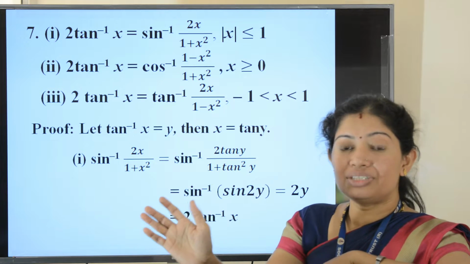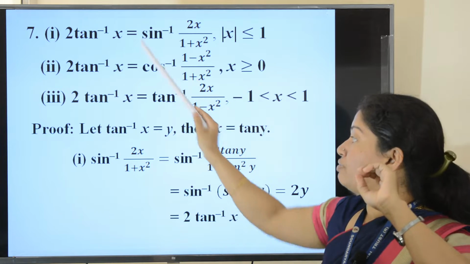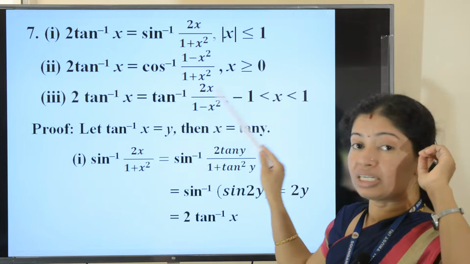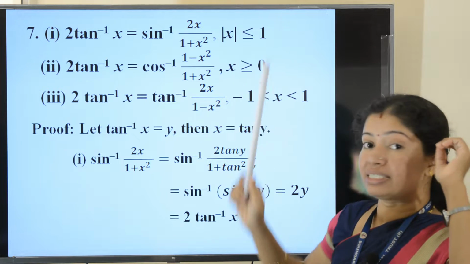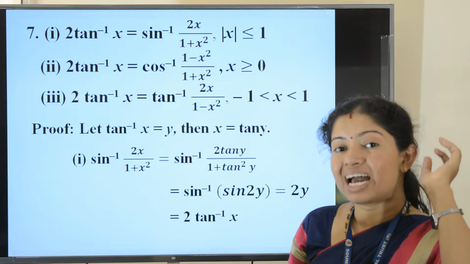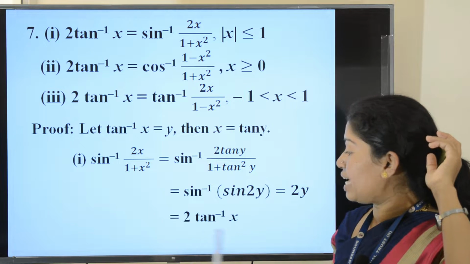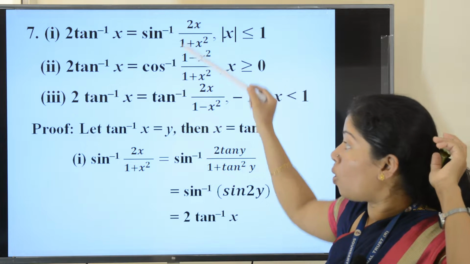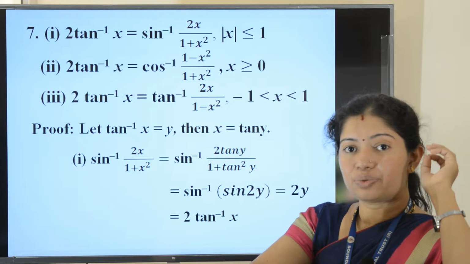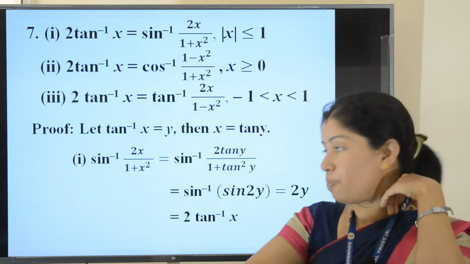So we proved the seventh result. To prove it, we considered tan inverse of x as y, so x becomes tan y, and we took the right hand side and replaced x by tan y. When we replaced x by tan y, we got our standard trigonometric formulae. Then we simplified and finally got 2 tan inverse of x in all the 3 cases. So the proof of this result is very important. Next, students, let us solve problems using these properties.